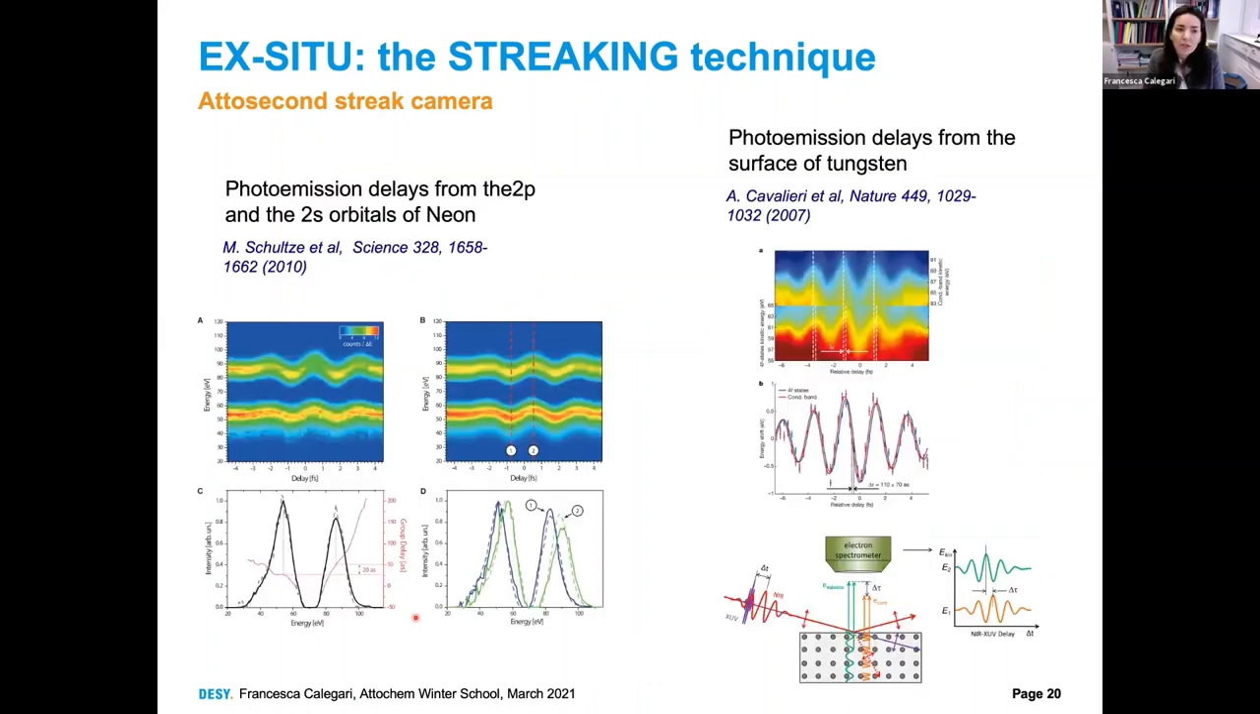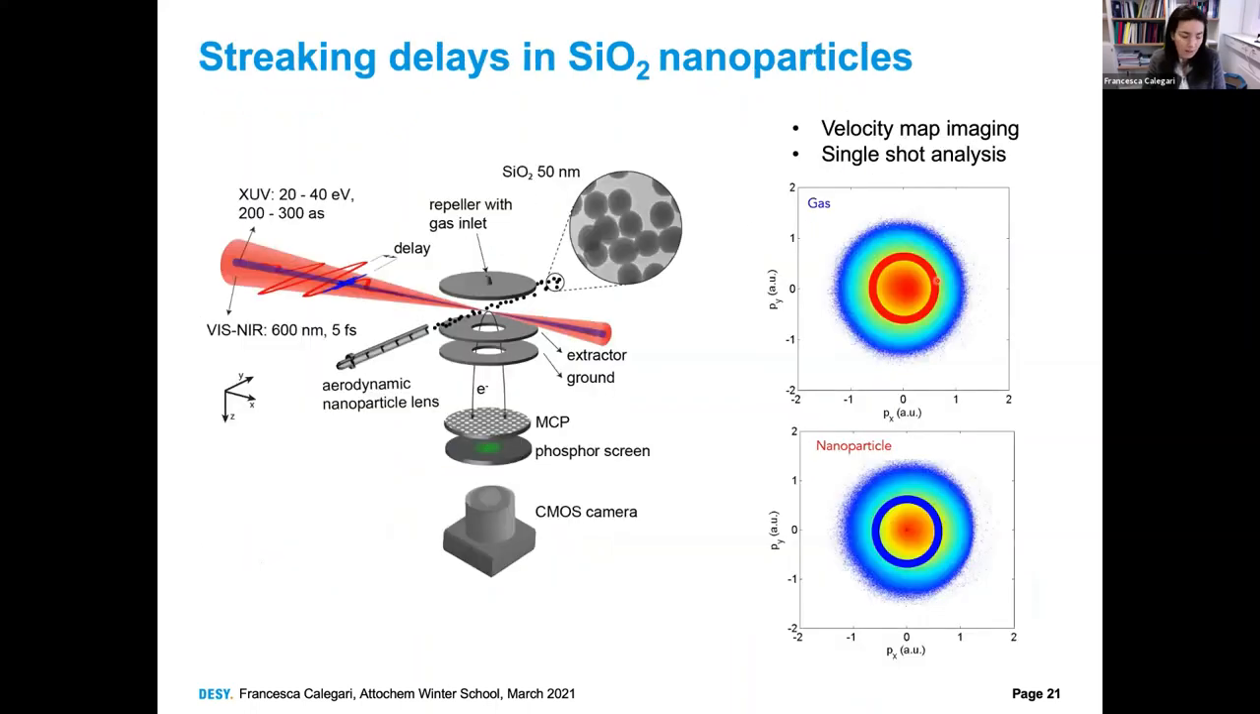So this is also something that has been used extensively as a method to extract photoemission delays, both from simple targets, like, for instance, here you can see the delay from the 2p and 2s orbitals of neon, or also more complex targets. For instance, here, again, delays extracted from the surface of tungsten. Here is an example I want to show you in the case of silica nanoparticles.